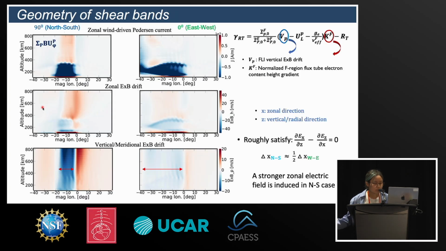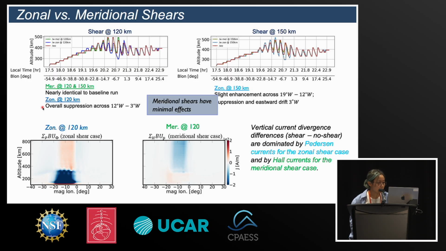This is because to satisfy the curl-free requirement of electric field, a narrow band along the longitudes will induce a stronger zonal electric field that will lead to a stronger downward polarization electric field plus electron accumulation near the bottom side of the F region, and together they will suppress the bubble development. Next, we examine the direction of shears, zonal versus meridional.